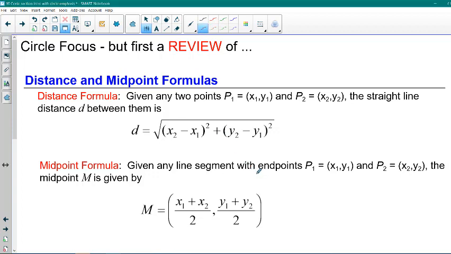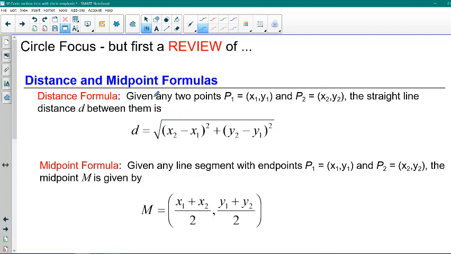Circles are an example of one type of conic section. And as we talk about how to come up with the equation of a circle and how to graph a circle, two formulas from Math 171 are going to be important for us to review. And those are the distance and the midpoint formulas.